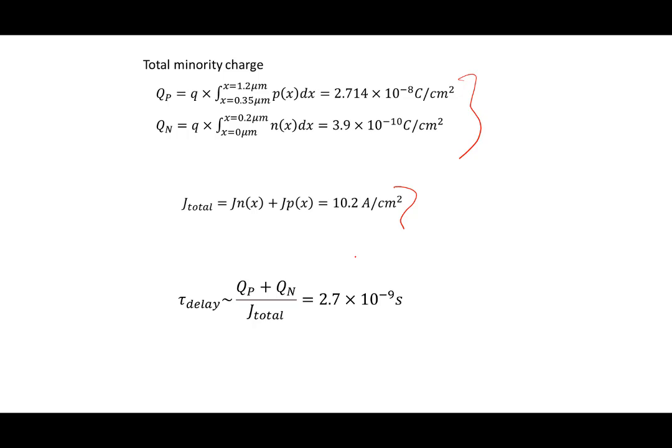calculated, total current we have already calculated, taking the ratio comes out to be a delay of about 2.7 times 10 to the power minus 9 seconds, about 2.7 nanoseconds. So if we were to switch the diode on and off, we may expect delays to be of that particular order, in the nanoseconds region.